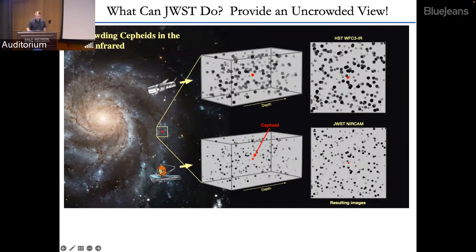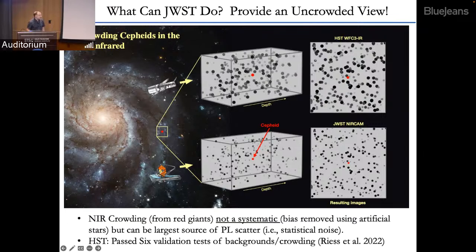That's what we do. And so as a result, it's not a systematic uncertainty, but it is the largest source of noise in our measurements. It's the largest statistical uncertainty. Now, when you have a telescope with higher resolution, and keep in mind these are mostly red giants, so the red end really matters here. When you have a telescope with higher resolution, PSF gets smaller, everything looks like it's further away from everything, and you essentially get uncrowded images.